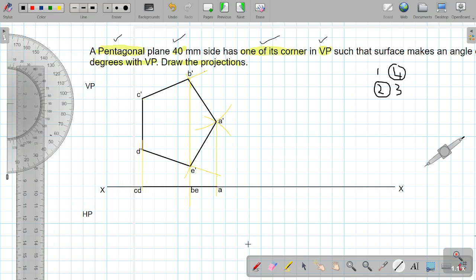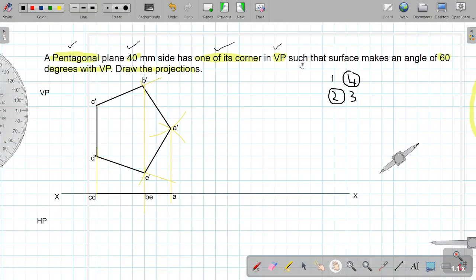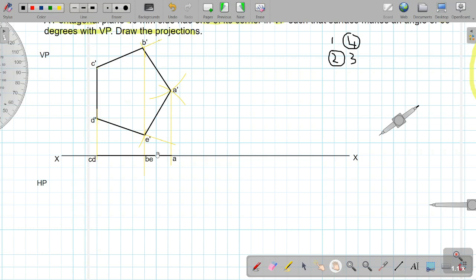So this completes step 2. Now for step 3 we have to read the question, which says such that the surface makes an angle of 60 degrees with VP. So if it is making an angle with VP, it will be seen as a true length in HP. And also logically we know that if step 1 is here, step 2 is here, step 3 will be next to step 2, that is in HP itself.